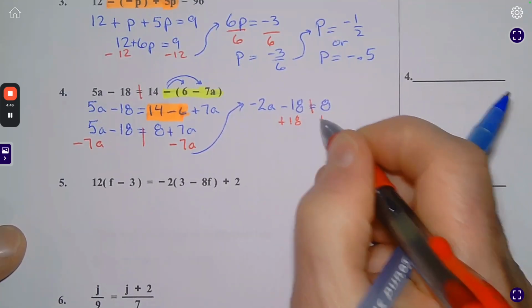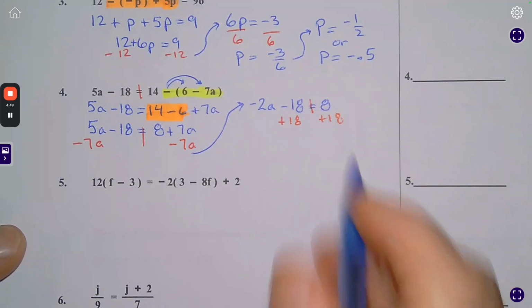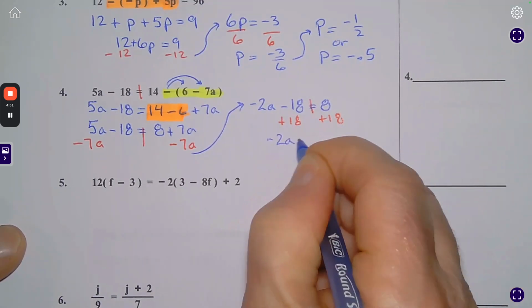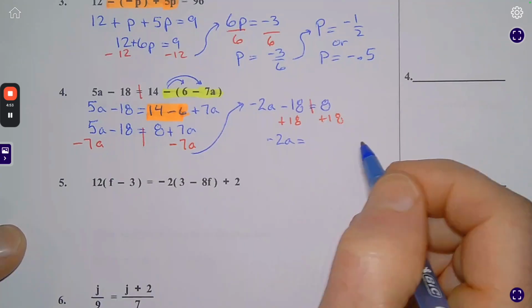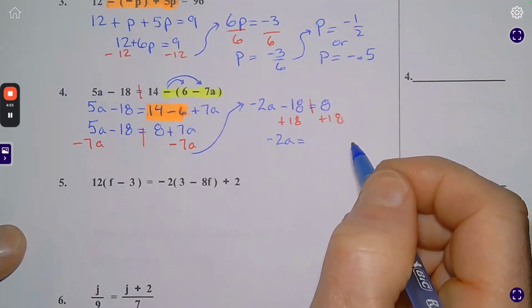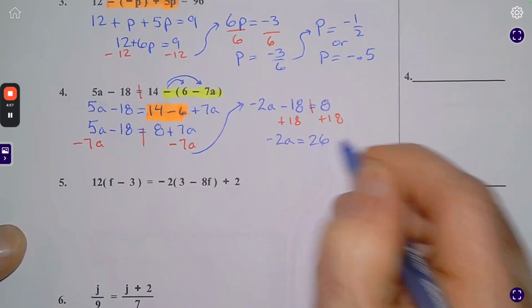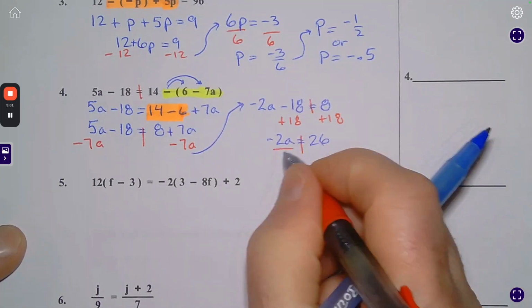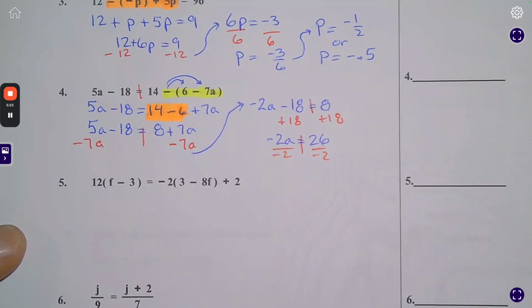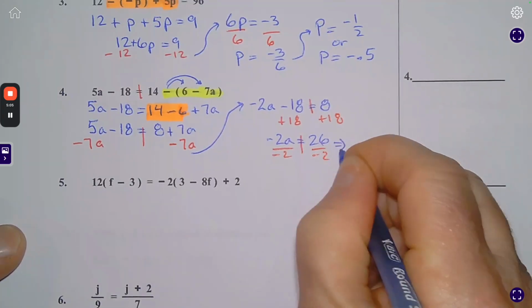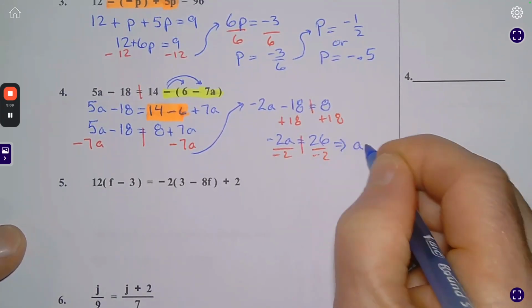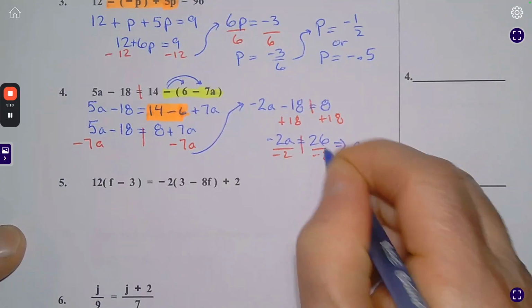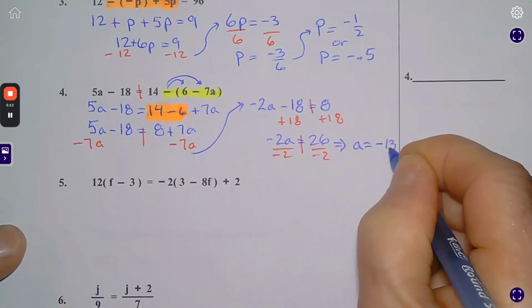Inverse operation for subtraction is addition. That's negative 2a. 8 plus 18, what do you think that is, my people? That's right, 26. I heard you. Inverse operation for multiplication is division. All right, negative 2 divided by negative 2 is 1a. Positive divided by a negative is a negative. 26 divided by 2 is 13.